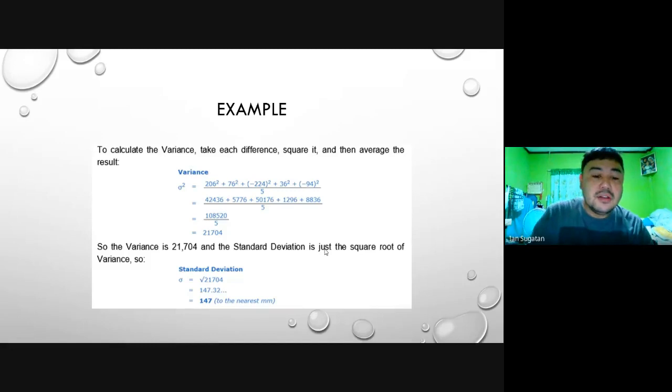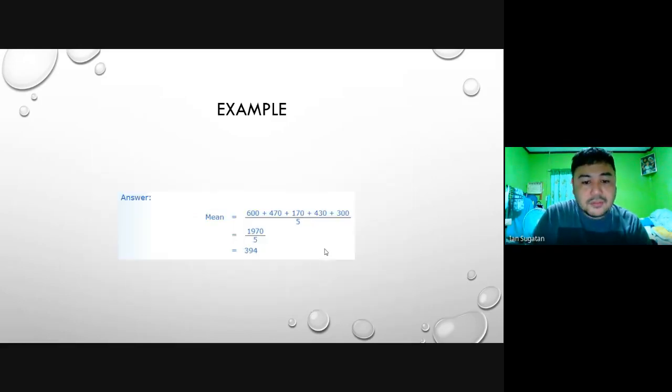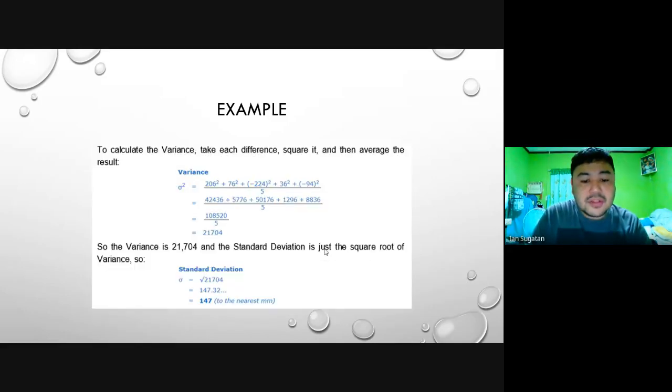20,704. Kung mag-boldo kita ka standard deviation, guys, if you're going to get the standard deviation, all you have to do is to square root 21,704. So kung i-square root nyo siya, ang sabat is 147. So, ang sabat natin sa standard deviation is 147.